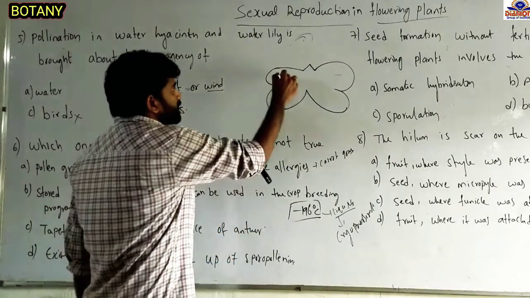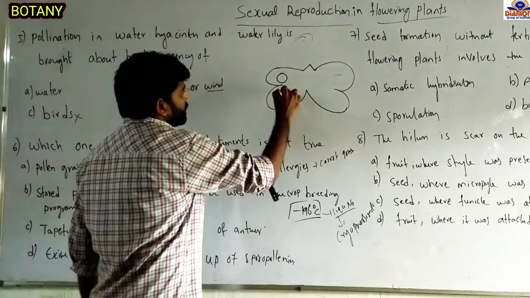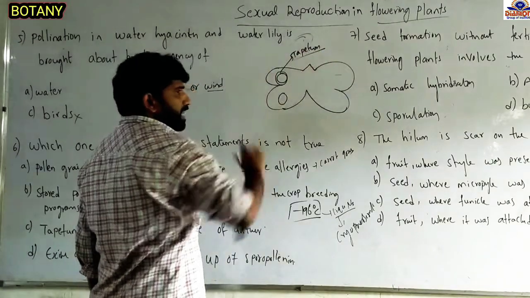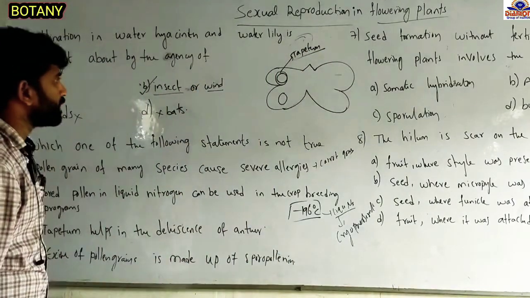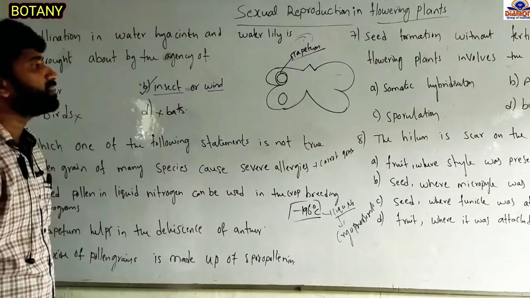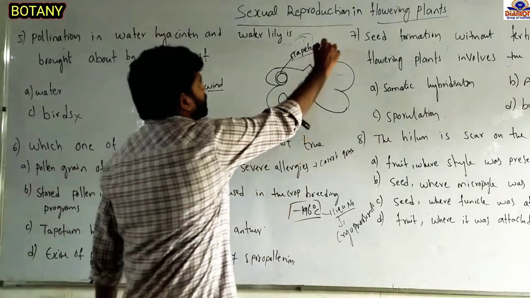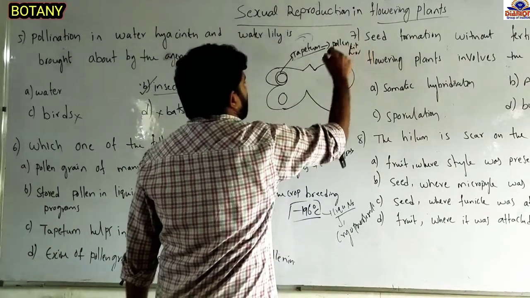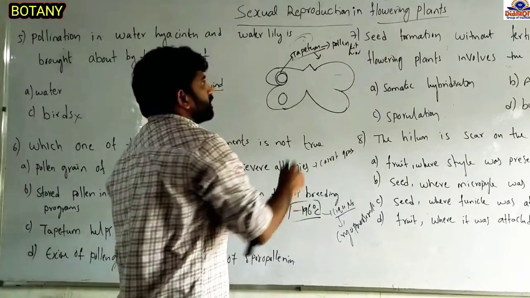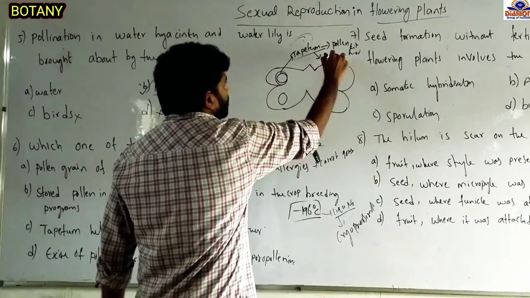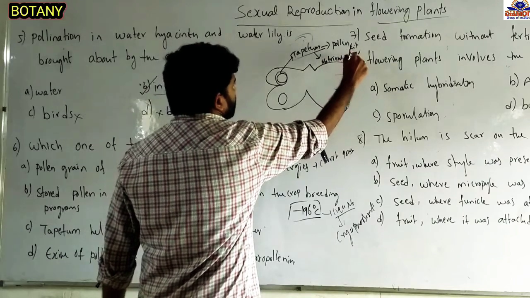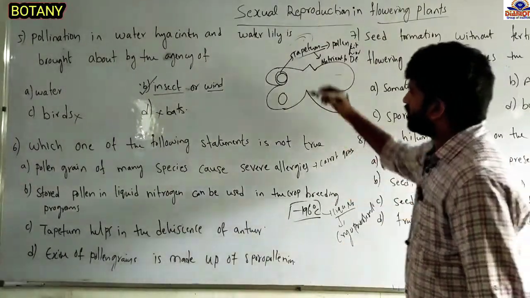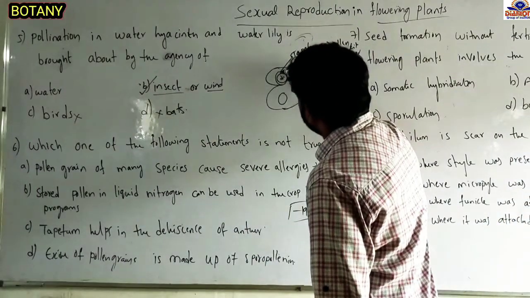Out of the 4 layers, the innermost layer of the anther is called the tapetum. The tapetum is involved in pollen kit formation, and it is also involved in giving nutrients for the development of pollen grains. So the tapetum acts as a nutritive tissue for the development of pollen grains. The pollen grains are formed from the tapetum.